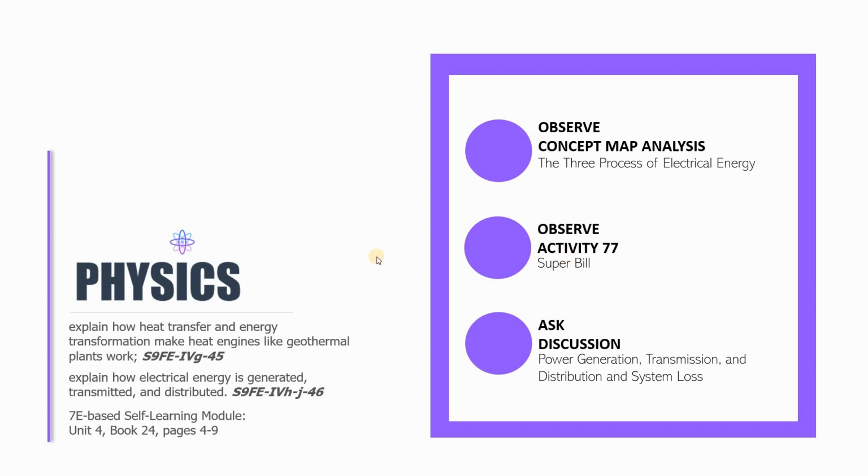And then the last one is under ask. It is a discussion about power generation, transmission, and distribution, which is actually the title of this book. But we are also going to have some introduction about the concept of system loss, which you are going to see already in activity number 77, Super Bill.